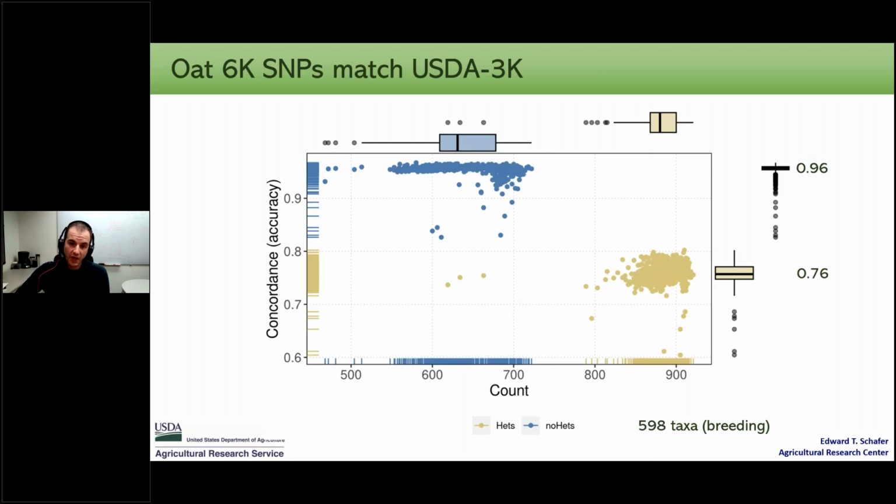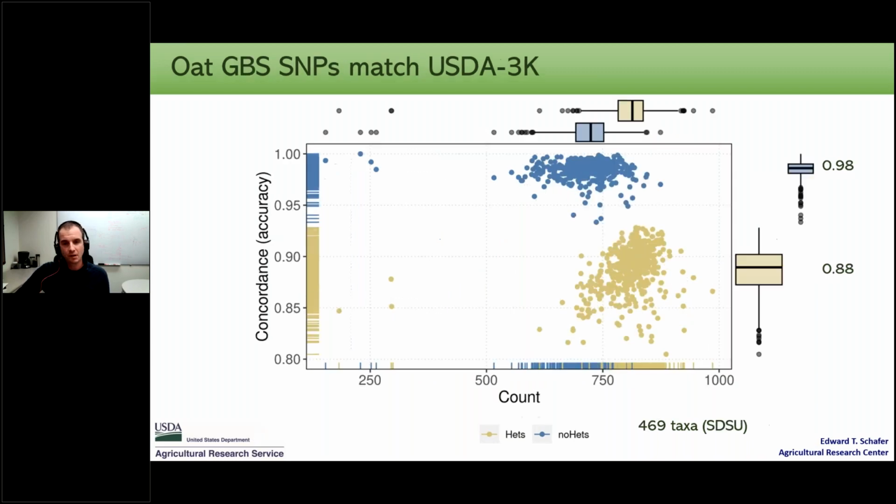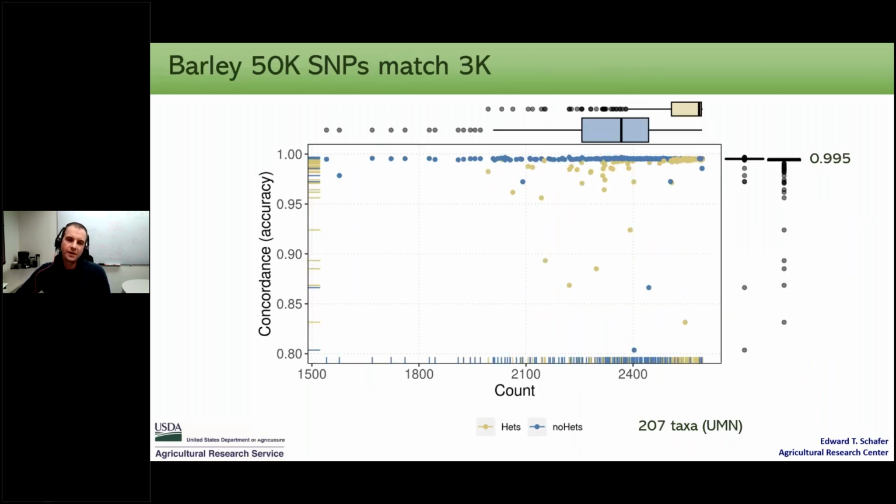And just for some foreshadowing, this is essentially the same behavior that we obtain for every single data set that we have checked. So when we compare the 3K array calls now in oats with the source GBS calls, we get the same results as before. We get about 98% median taxa accuracy in this high quality set of about 500 lines from South Dakota State University. In barley, the graphic is a little hard to see since most of these taxa have 100% concordance between the 3K versus that 50K allele call.